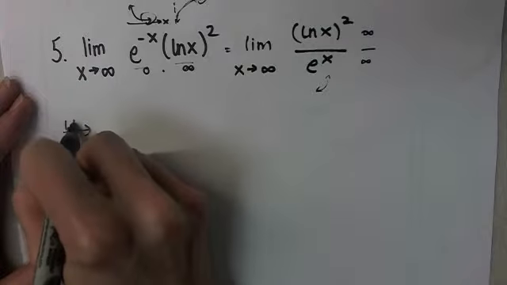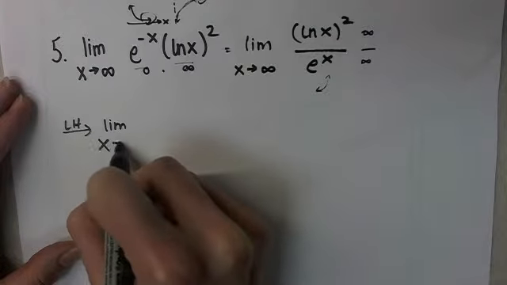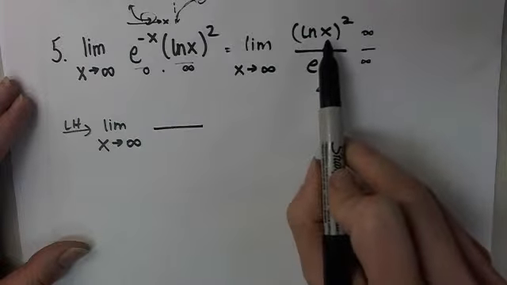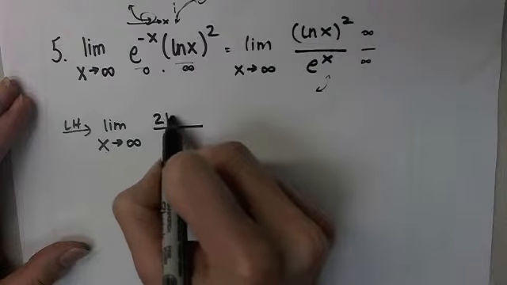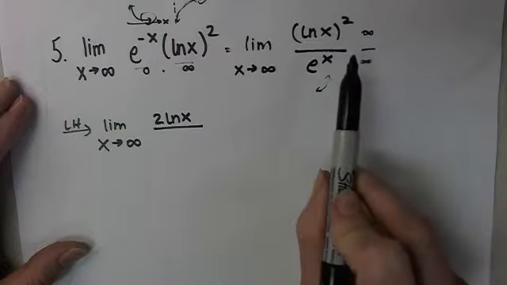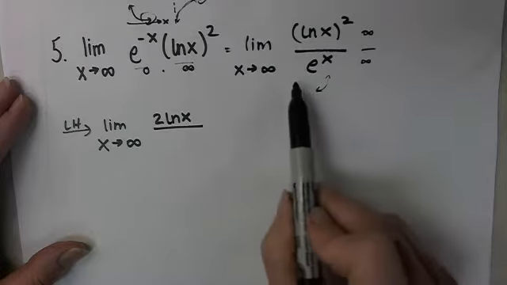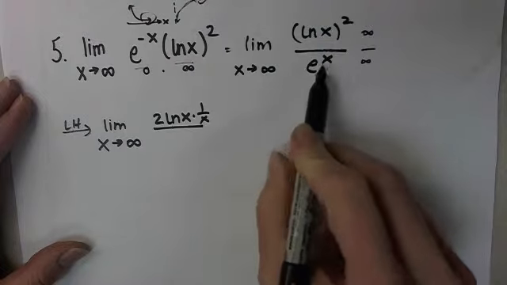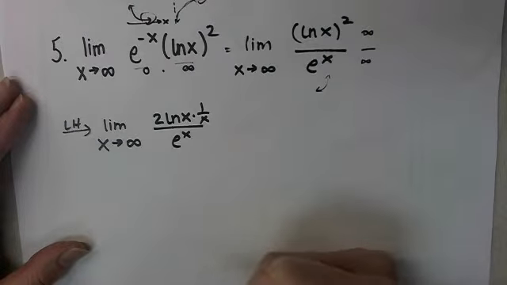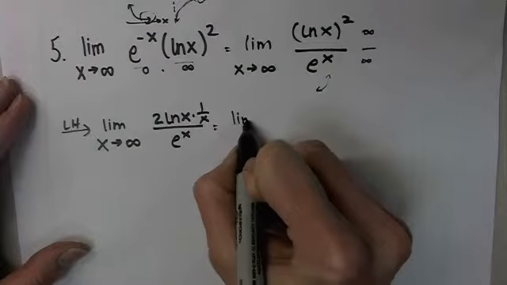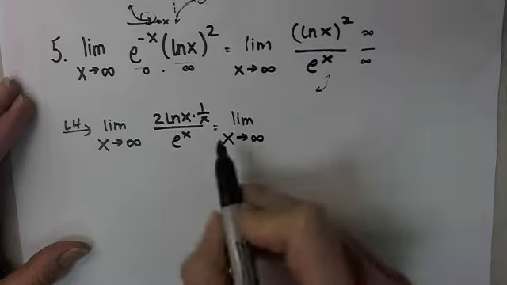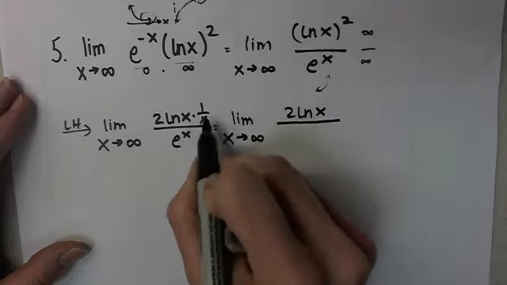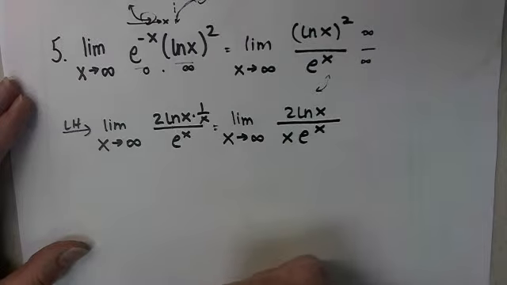So let's apply L'Hopital. So limit as x goes to infinity, take the derivative of the top, take the derivative of the bottom. Derivative of the top is going to require the chain rule. So the 2 pulls down, and then you don't touch the ln x, and the new power is 1. And then you've got to multiply by the derivative of the inside, which is 1 over x. Derivative of e to the x is just e to the x. So simplifying this before we try and direct substitute again, we get 2 ln x over, since this is held by multiplication, 1 over x just puts an x in the denominator.